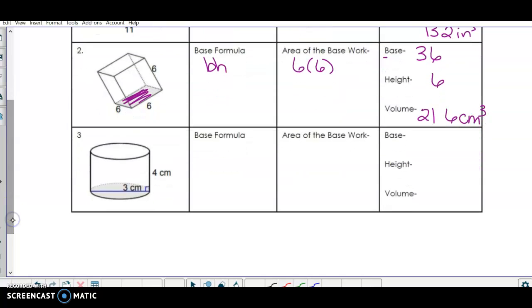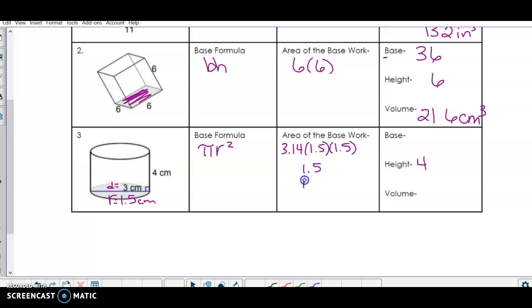Number 3, we just did volume of cylinders. Now notice this one, it has a diameter, so the radius will be 1.5, and you absolutely have to do that. So our base formula is pi r squared, so 3.14 times 1.5 times 1.5. My height is 4. So now we're going to have to do a little bit of math over here.